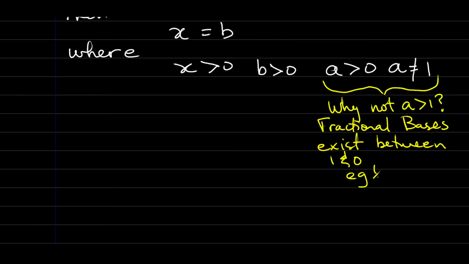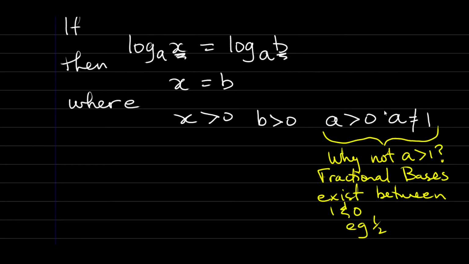For example, a half exists in between there, so we can't get rid of the fractions just yet. That's why we have this condition where a has to be greater than 0, but a can't be equal to 1. There are fractional bases existing in between there.